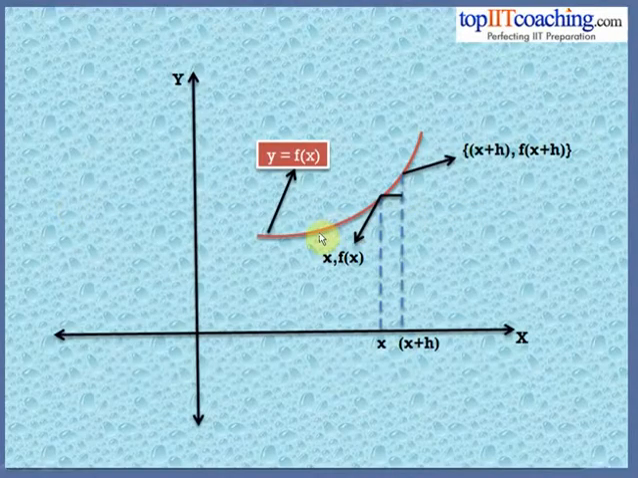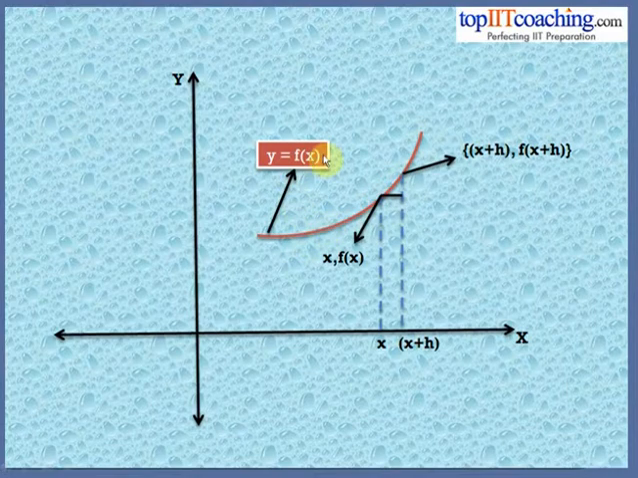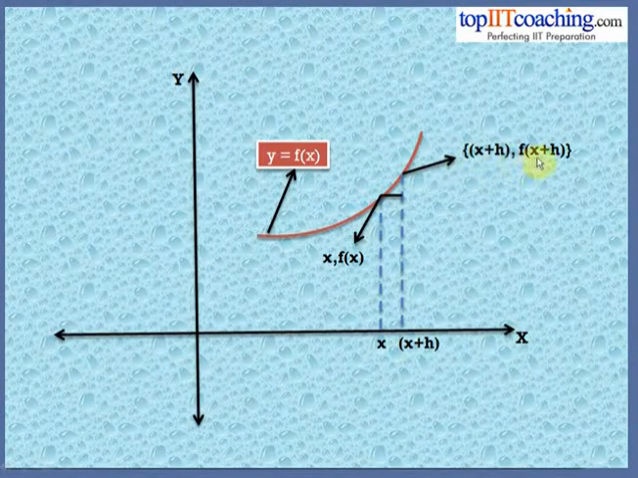Now let us say that this is the curve y equal to f(x). Now we take any point x, and correspondingly the value of y would be f(x). So the coordinates of this point become (x, f(x)). Now let us take a point x plus h very close to x but greater than x. So as h tends to 0, this point would be very close to x but greater than x. The corresponding value of y would be f(x plus h), so the coordinates of this point become (x plus h, f(x plus h)).